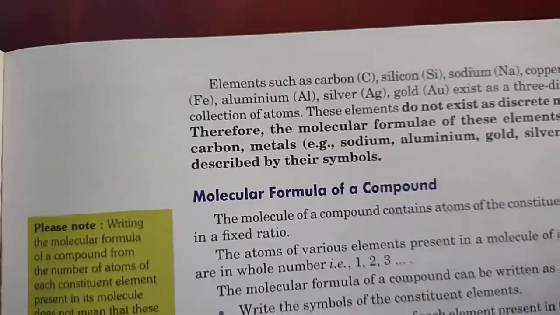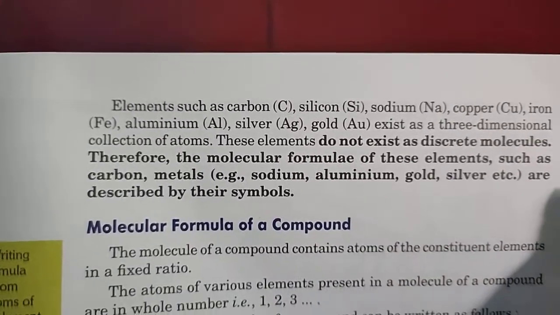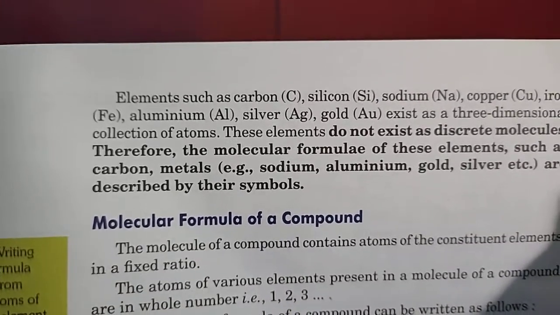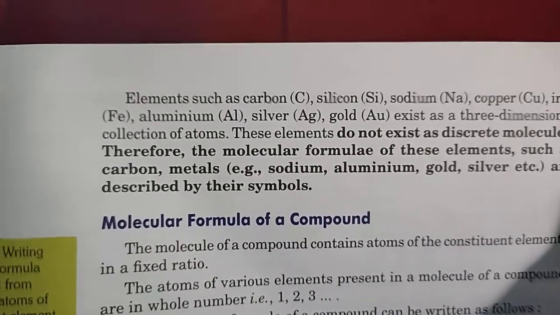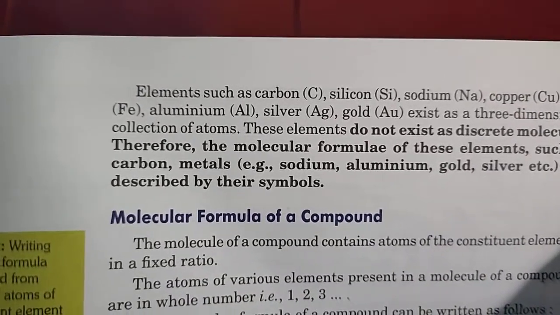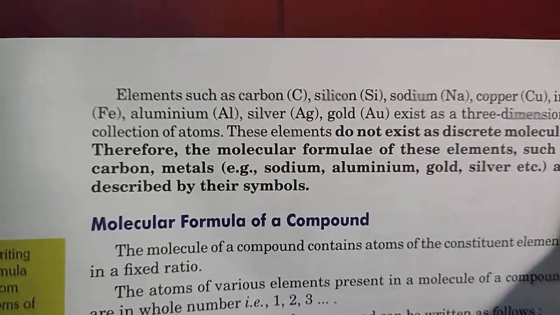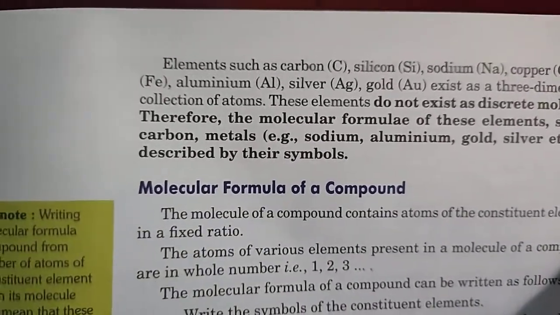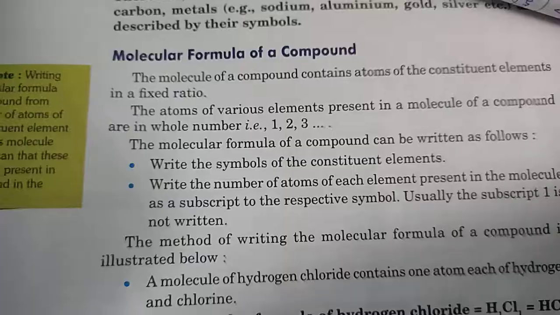Now you see here that elements such as carbon, silicon, sodium, copper, iron, aluminium, silver, gold exist in a three-dimensional collection of atoms. So they do not exist as discrete molecules. Therefore, the molecular formula of these elements, such as carbon, and metals like sodium, aluminium, gold, silver, is described by their symbols. Okay, we will not write their atomicity. We describe them by their symbols.